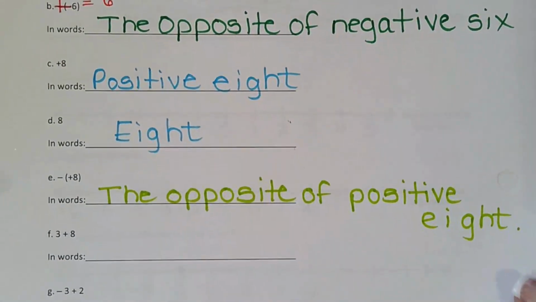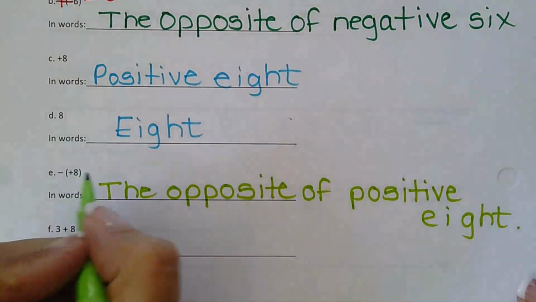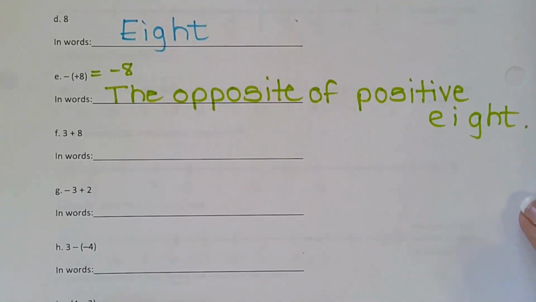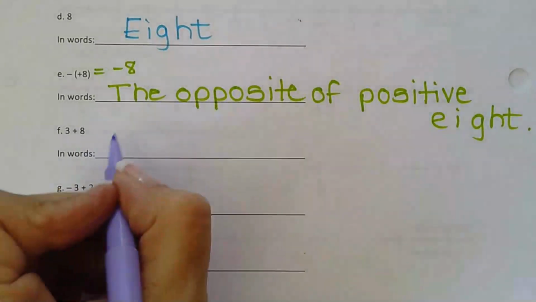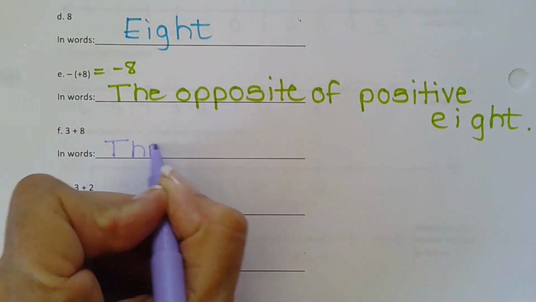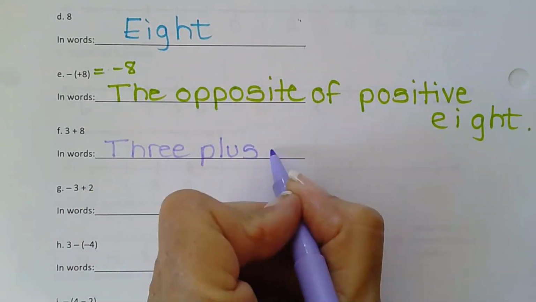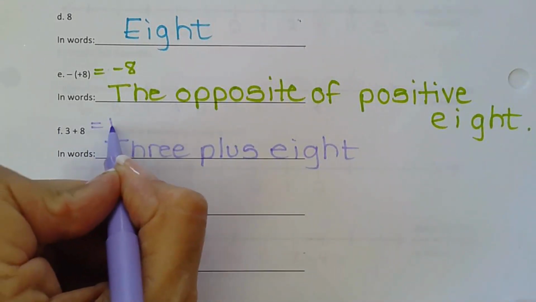And do you all know what that answer would be? The opposite of positive 8 is negative 8. So this next one has an addition sign, so of course we're going to say plus on that one. So that would be 3 plus 8. And I think everybody knows that's 11, right?